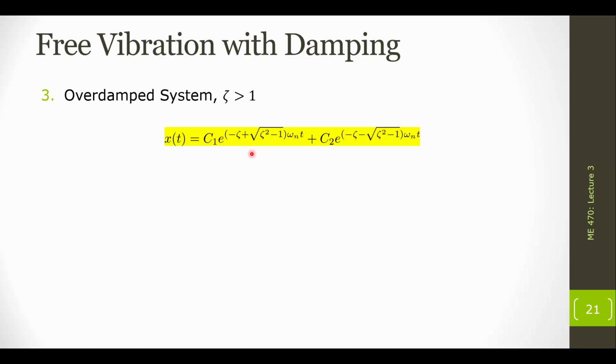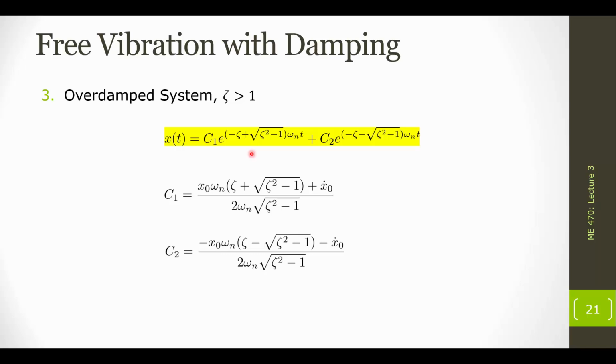Now, the C1 and the C2 we'll need to find once again by using initial conditions. So these are what we find for those amplitudes on the exponential functions.